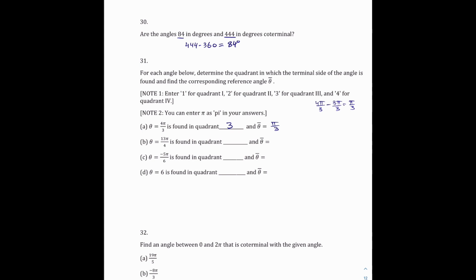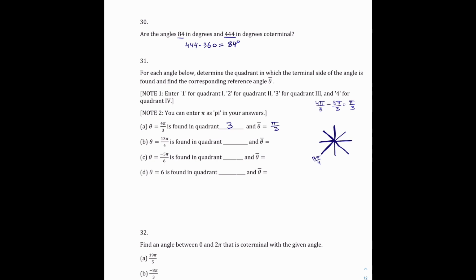13π/4 is in the third quadrant again. So this is in quarters, which is easy. This is π/4, 2π/4, 3π/4, 4π/4, 5π/4, 6π/4, 7π/4, 8π/4, 9π/4, 10, 11, 12, 13. So this is 13π/4.